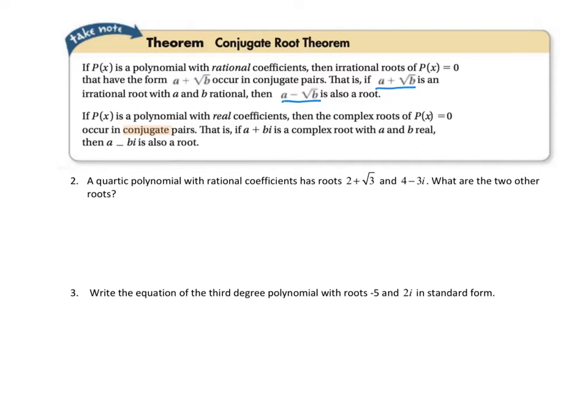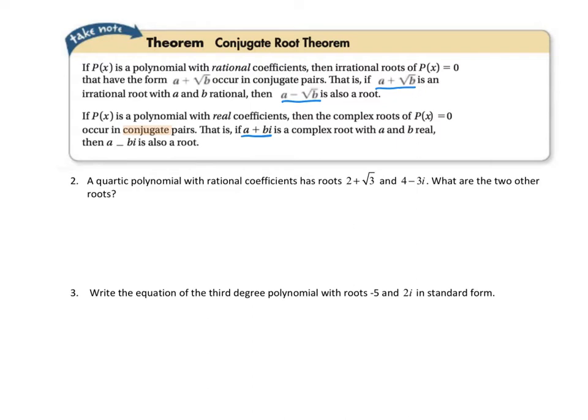And if p of x is a polynomial with real coefficients, then the complex roots of p of x equals 0 occur in conjugate pairs. That is, if a plus bi is a complex root with a and b real, then a minus bi is also a root. Okay, so let's look at an example.